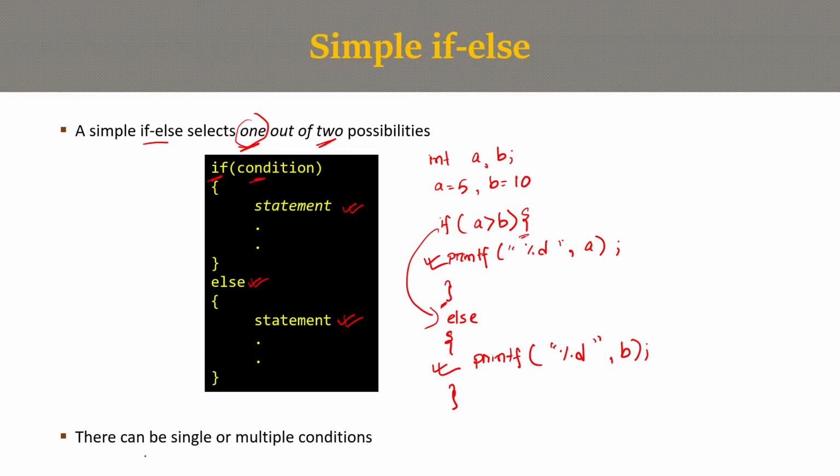Now here I have given that you can use either a single or multiple conditions. So for example, if a greater than b, you could have also written if a greater than b or a not equals to 0, something like this. So you can use multiple conditions over here as well.